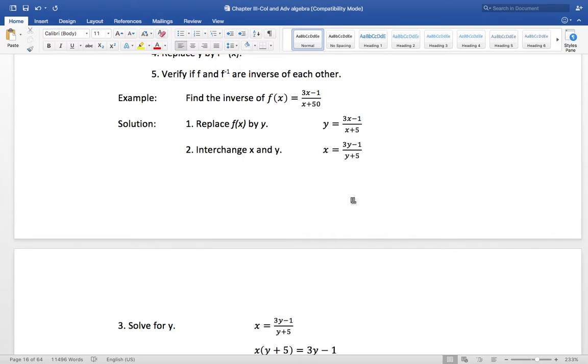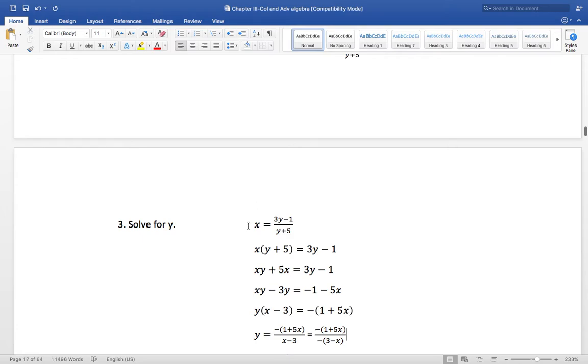Now, to be able to do that, we can perform cross multiplication. So we cross multiply x times y plus 5 and 1 times 3y minus 1. We did not indicate 1 because the denominator here of x is 1. So 1 times 3y minus 1 is 3y minus 1. So that's not indicated here anymore.